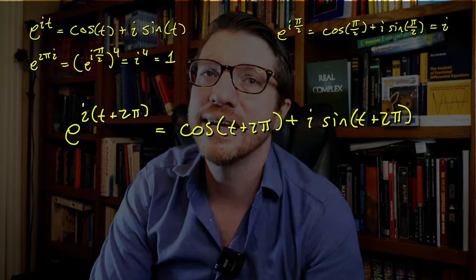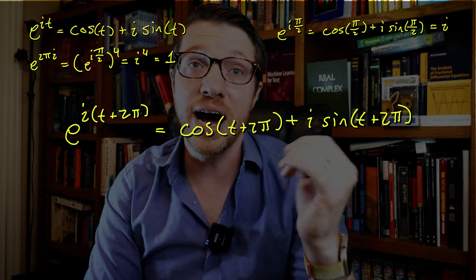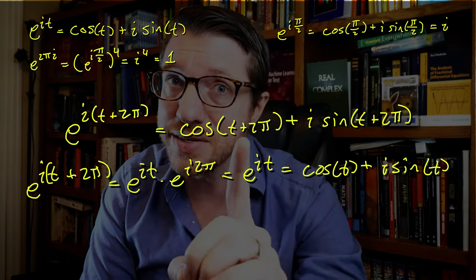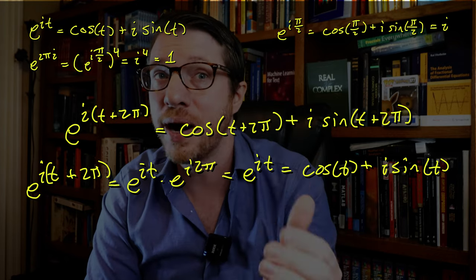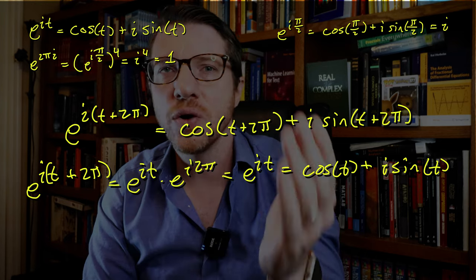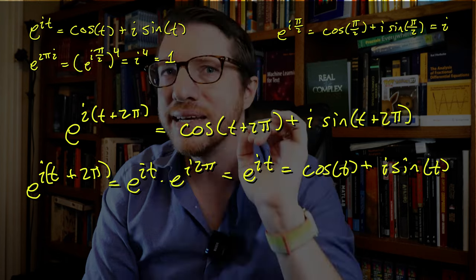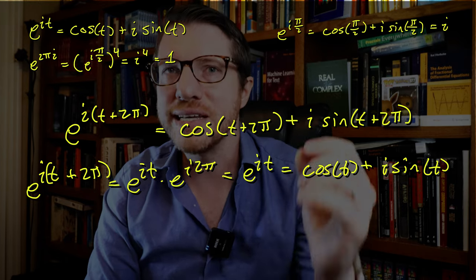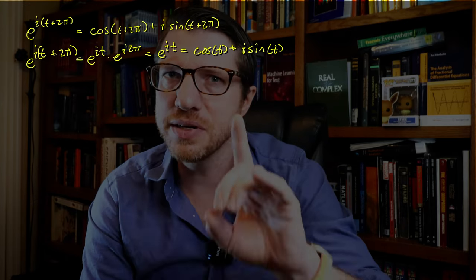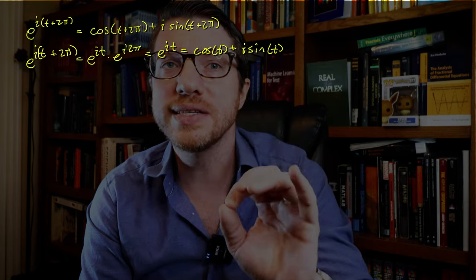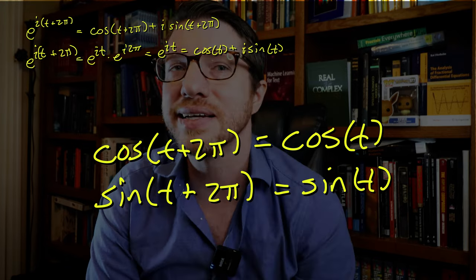Consider e to the i times t plus 2 pi. That is equal to cosine of t plus 2 pi plus i times sine of t plus 2 pi. Now this is also going to be equal to e to the it times e to the 2 pi i, but that second term there is equal to 1. So cosine of t plus 2 pi plus i times sine of t plus 2 pi is equal to e to the it, which itself is equal to cosine of t plus i sine of t. By comparison of the real and imaginary terms here, we see that cosine of t plus 2 pi is equal to cosine of t. And ditto for sine. We get periodicity.